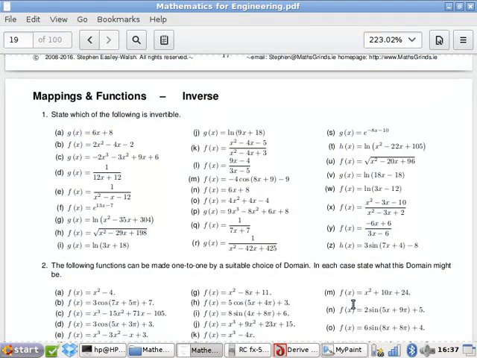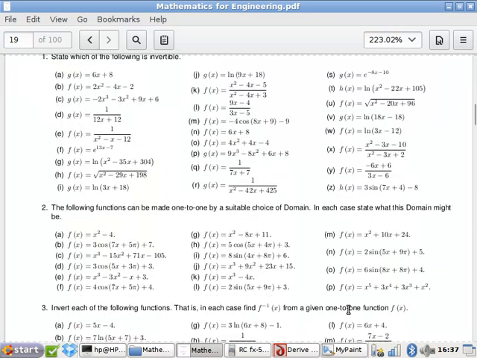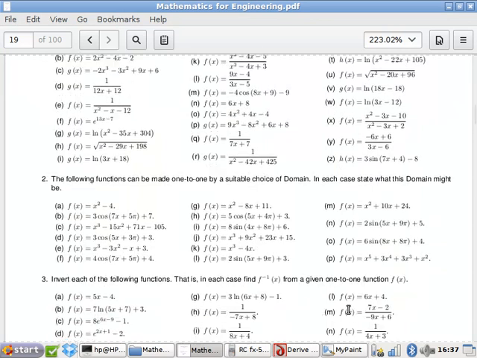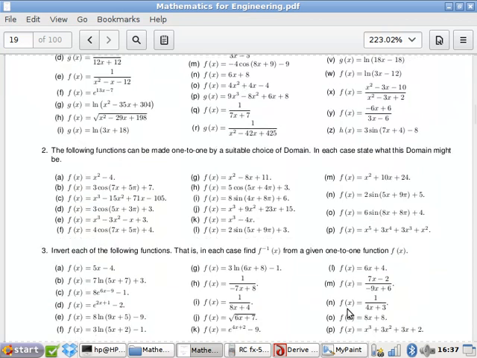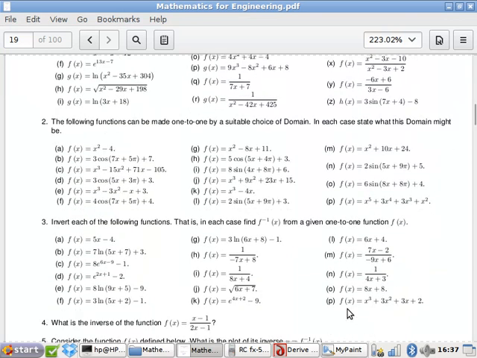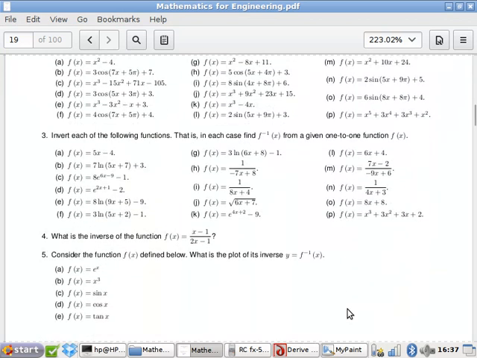Okay. In number 2, what do I need in number 2? Yeah, in number 2, I want you to find the domain that will make this have an inverse. In number 3, I want you to find the inverse function using either method. You have 2 methods for number 3. Number 4, I just want the inverse of this function, and then number 5. Oh yeah, number 5, I want the plot of the inverse, which is a little bit hard. I want you to find the inverse and plot it into a graph. A graph of the inverse.